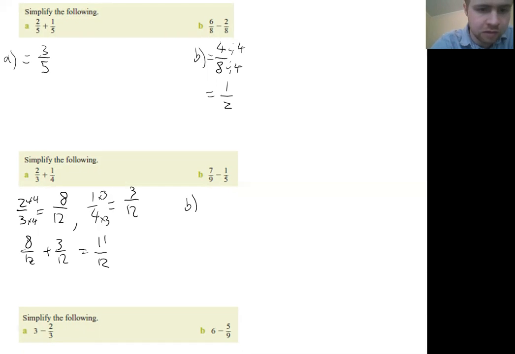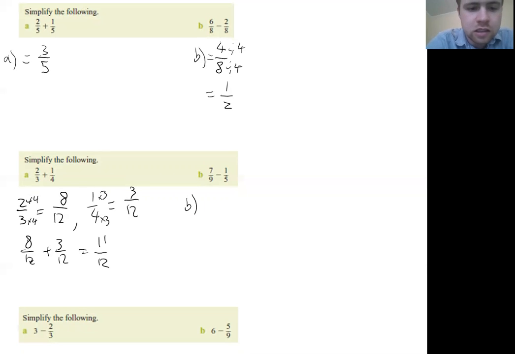So looking at example B, we've got 9ths and we've got 5ths. We've got to convert it so they have the same denominator. We're going to find a number that both 9 and 5 fit into. Now, the easiest way to do this is if we multiply 9 and 5 together, we get 45. So we know that both of them are going to fit into 45. So we're going to convert them into 45ths. It's a big number, but that's the way we're going to go about it today.